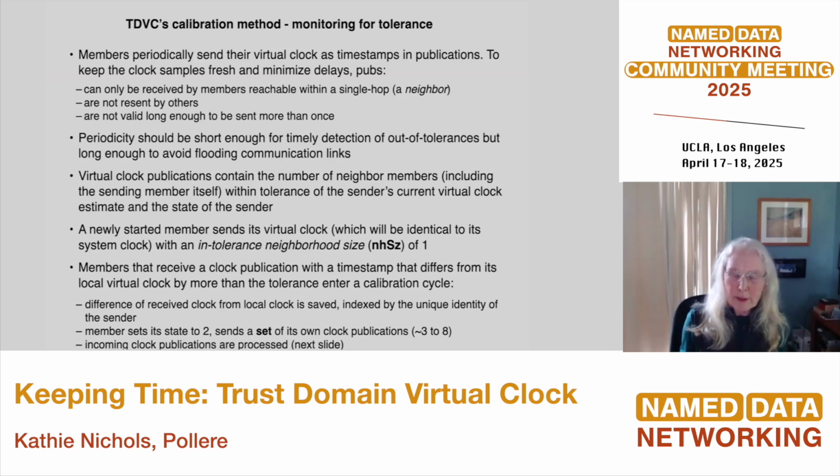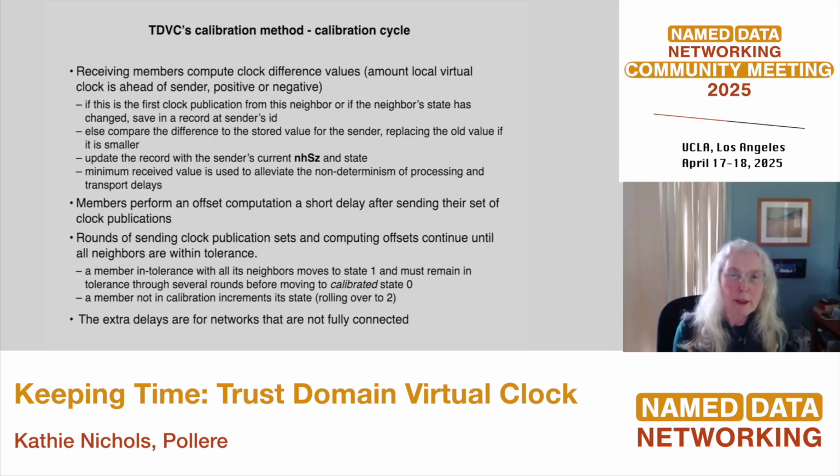And the set size should be on the order of maybe 3 to 8, because of the way this is done, you could lose things, right? You don't resend anything. So we want to make sure that at least some samples get through. And we're always taking, maybe this is on the next slide, what we're always doing is taking the minimum received value so that we can factor out some of that non-determinism of processing and transport delays.